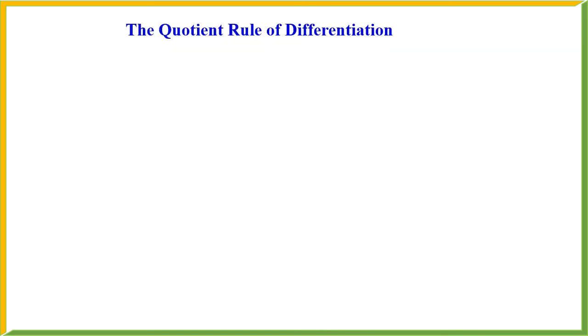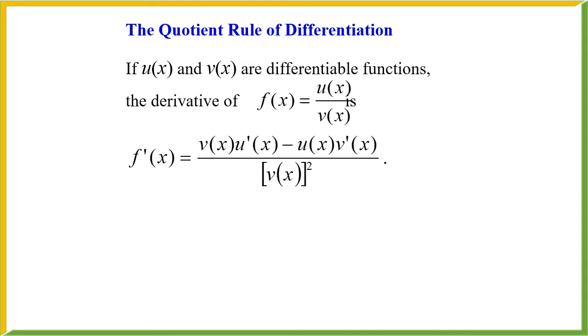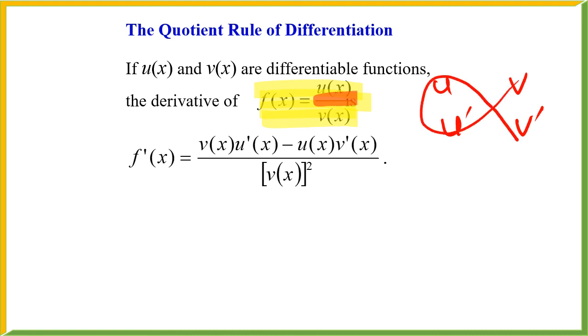Okay, so the last rule for this lecture is the quotient rule of differentiation. The thing for this one is almost the same as the product rule. The difference is that for this one f(x) is equal to u of x divided by v of x. So we have division here. So the formula will be, to make it easier for you, it's u, v. So we have u prime and v prime. So it's the same. It will be v u prime minus u v prime.